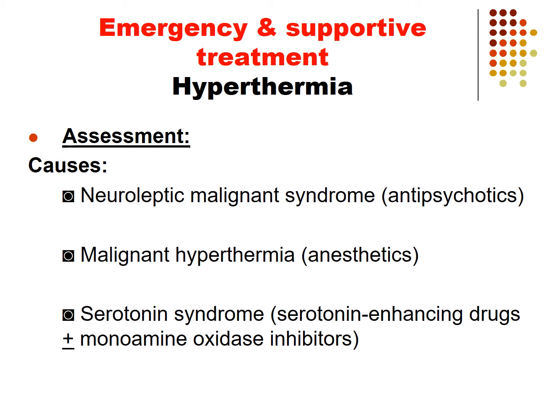Hyperthermia may occur due to a multitude of causes. These are three important causes in toxicology: neuroleptic malignant syndrome, which may occur from the use of antipsychotics; malignant hyperthermia, which may occur in some persons with idiosyncrasy to some inhalational anesthetics like halothane; and serotonin syndrome, which may occur due to the use of serotonin enhancing drugs or selective serotonin reuptake inhibitors, plus the use of monoamine oxidase inhibitors at the same time.